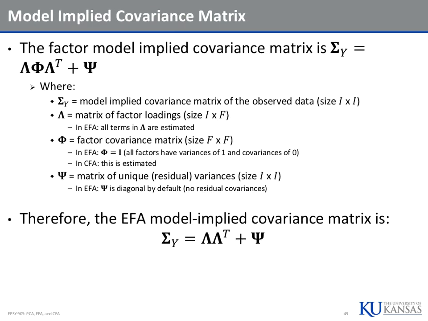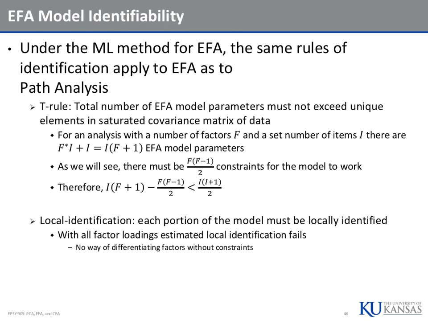So the way that you can determine it is you have to figure out, for an analysis with F factors and capital I items, there are this many model parameters. And what we're going to see is this is the total possible parameters, but we have to put in a set of constraints to make it identified. Right? It's not just, there were 2 identification criteria in path analysis.